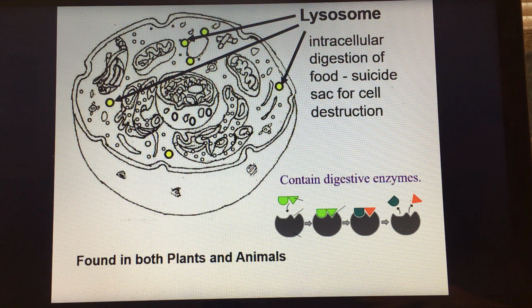And lysosomes are found in both plants and animals, and all they are structurally is a phospholipid bilayer bubble filled with specific digestive enzymes.